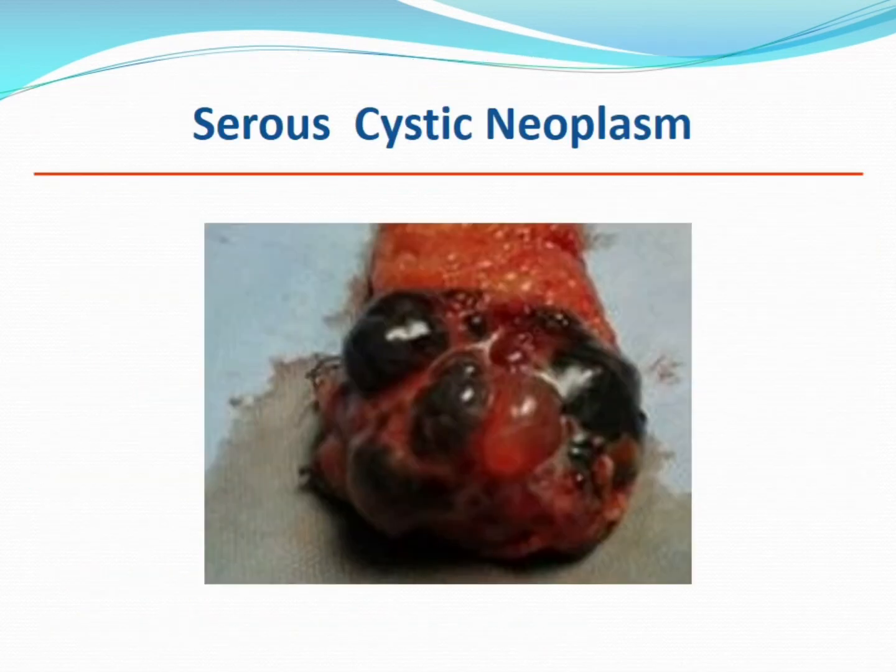This is a specimen of serous cystic neoplasm after resection. Here we can see the tumor, and there are many small serous cysts in the tumor itself. This is serous cystic neoplasm, and it is usually a benign tumor.